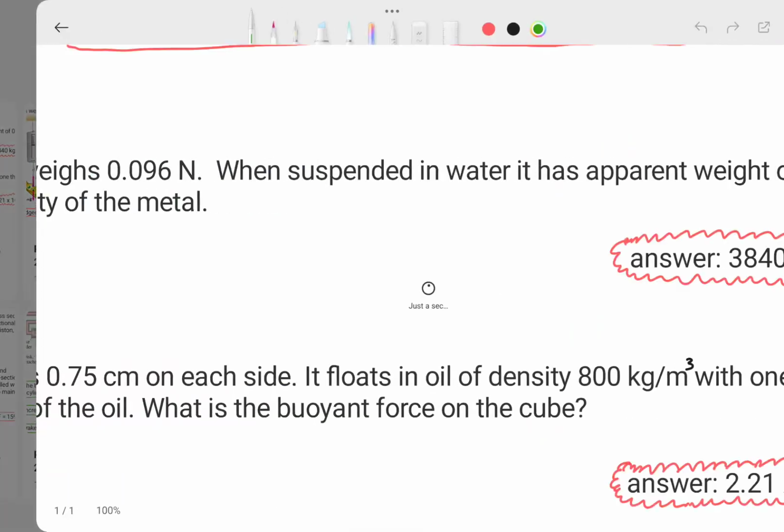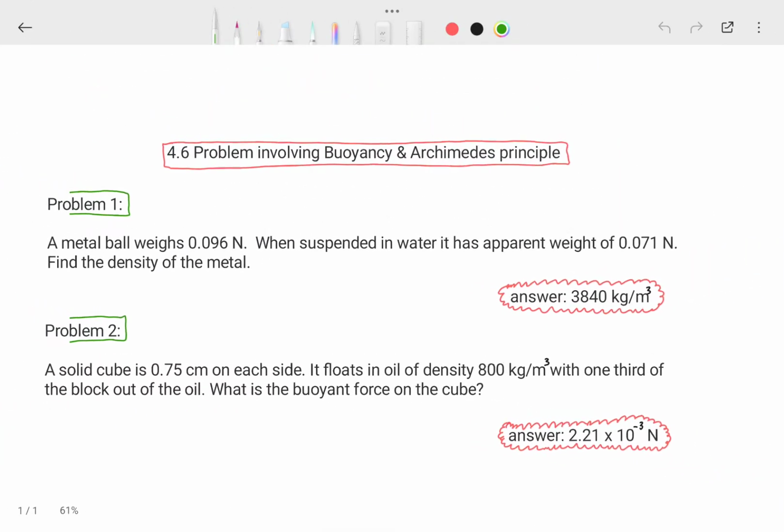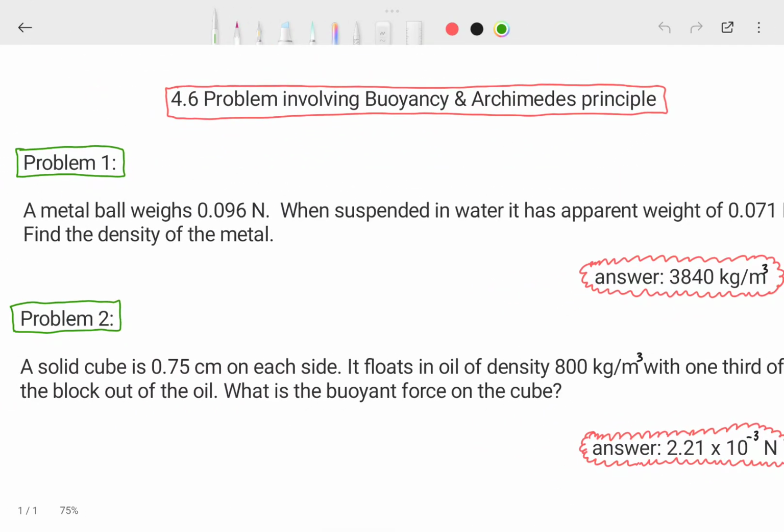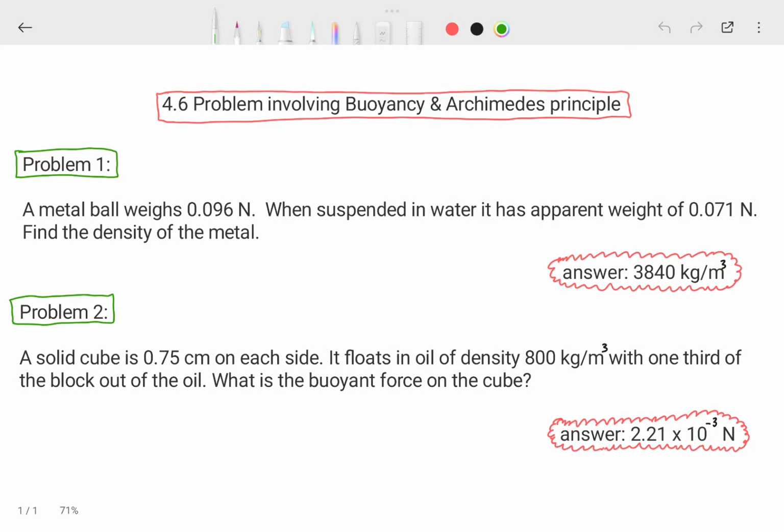Okay, next. So this is a problem involving buoyancy and Archimedes principle. Two problems. Please have a try by yourself, and the answers are provided here.